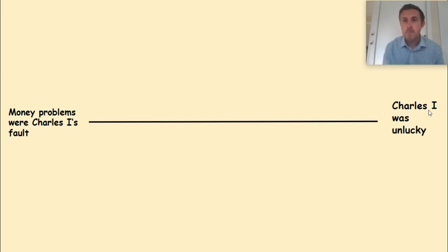Okay, so hopefully everyone's got a nice, neat, straight line on a whole page of their books ready to go. This is a scale that we are going to use as we look at a series of different pieces of evidence. For each piece of evidence, you need to decide whether this evidence is an example of money problems being completely Charles I's fault, or whether Charles I was just very unlucky.